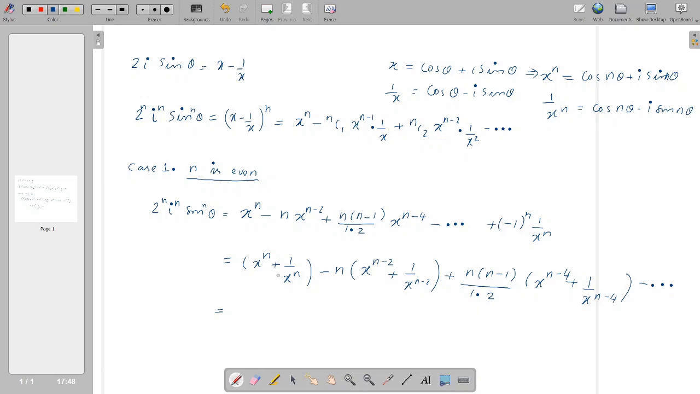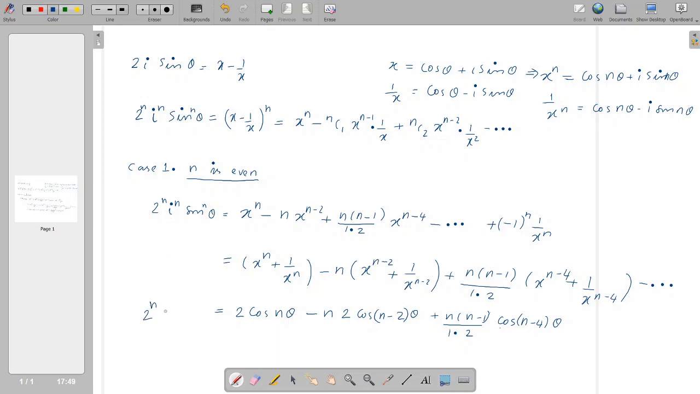So we can replace the first bracket by 2 times cos n theta minus n times 2 times cos n minus 2 theta plus n into n minus 1 divided by 1 into 2 times 2 cos of n minus 4 theta. Then what will be the left side? Left side will be 2 raised to n.